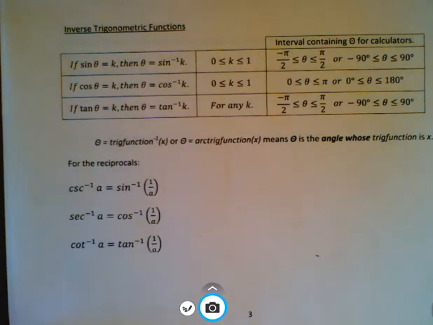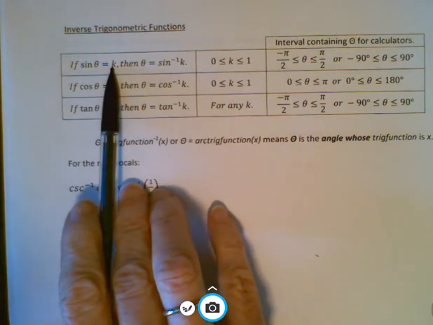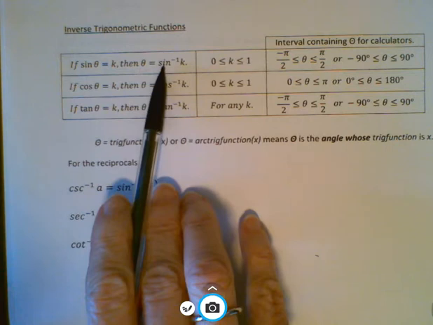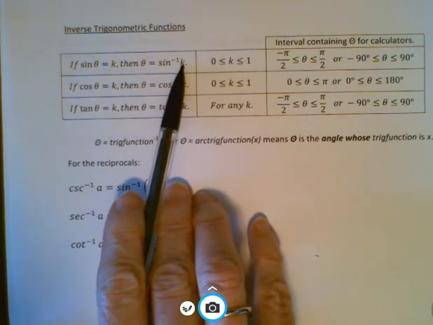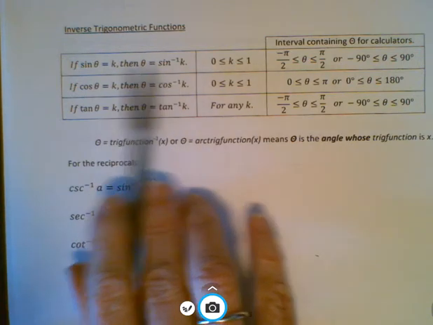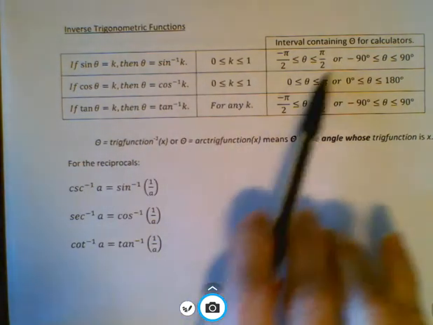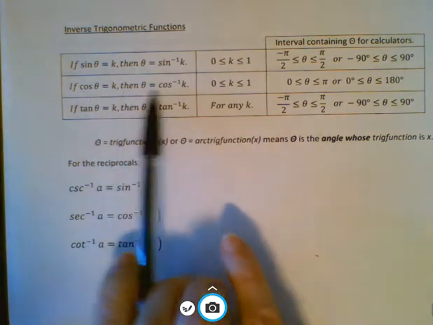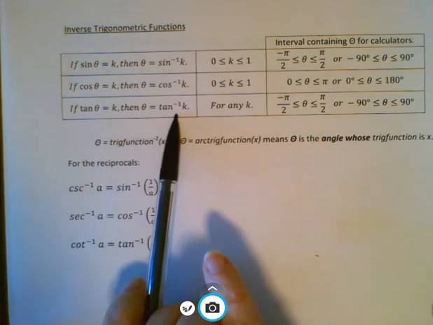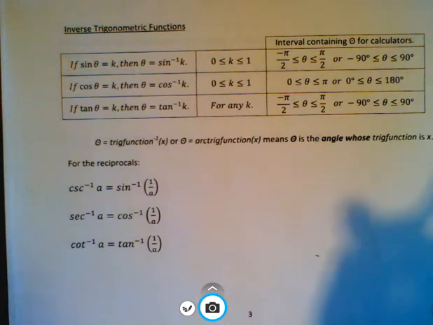Part 4 of section 5.4 is on inverse trigonometric functions. If the sine of theta equals k, then theta is the inverse sine of k. So in this case, we're trying to find out what the angle was if we're given the sine. What angle could that be? And we have the same thing for cosine and for tan. There's no notation here for finding our theta.